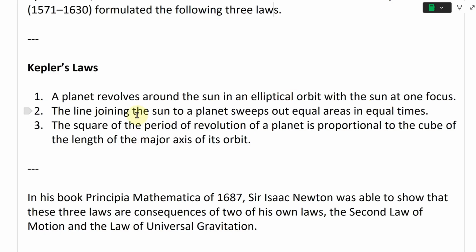So basically, the line joining the sun to a planet sweeps out equal areas in equal times. So it's the same amount of area being swept through time.